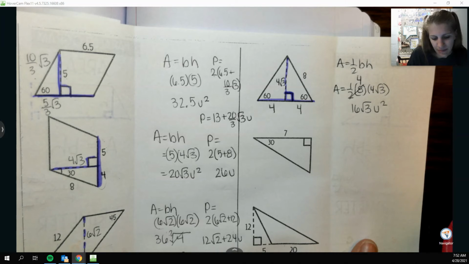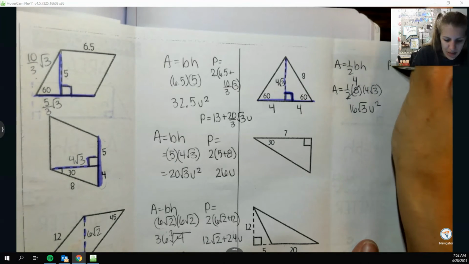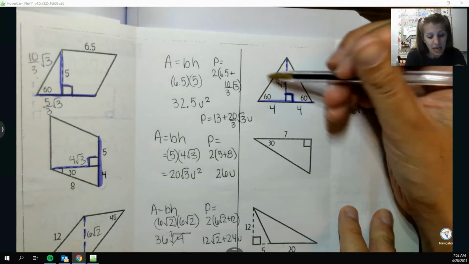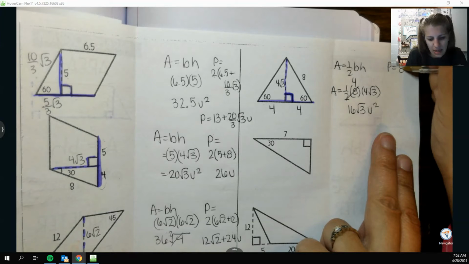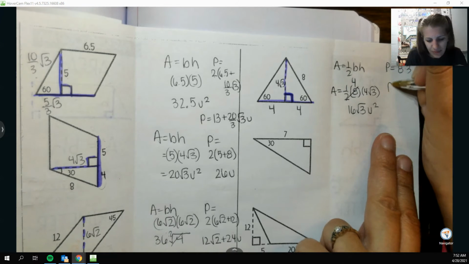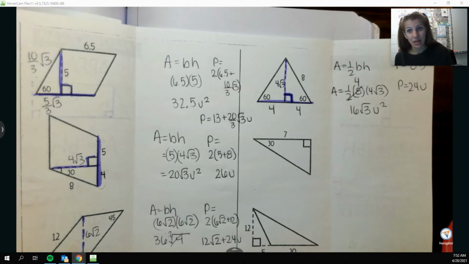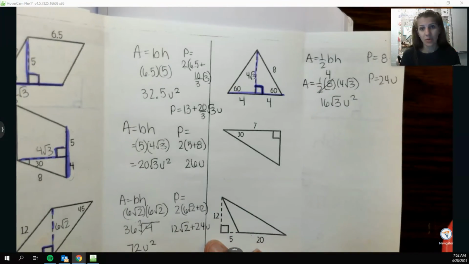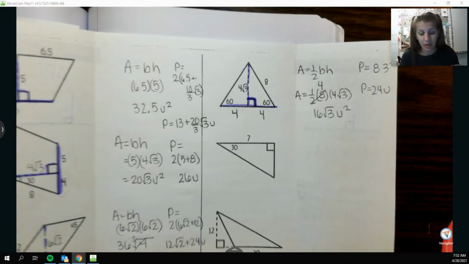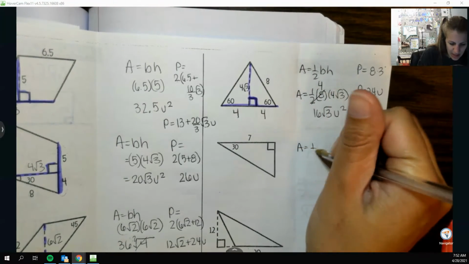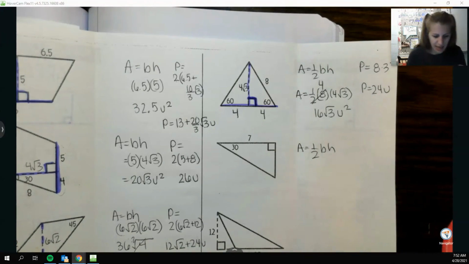And then let's just do perimeter with this one this time. So perimeter, I want to add all the sides. And again, because this is an equilateral, it's going to be 8 plus 8 plus 8, or 8 times 3, so 24. So if you can find a shortcut to get the perimeter, I mean, do it, but we just can't always assume that there will be a shortcut. Ooh, there you go.